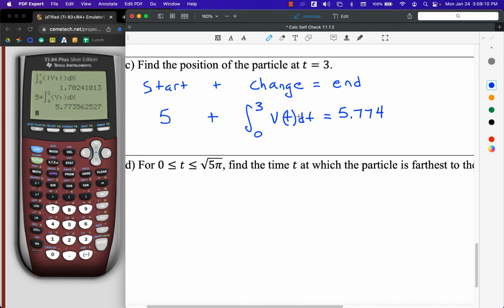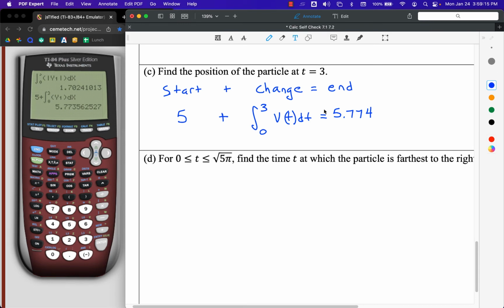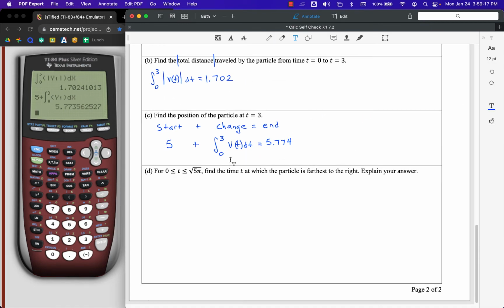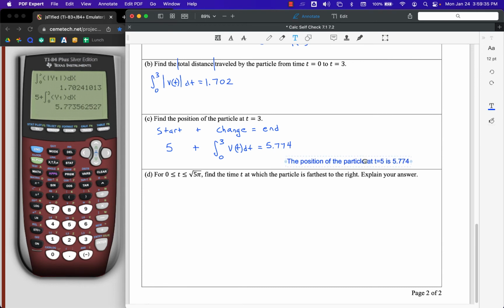And sometimes if there's a lot of work, I do like to write the conclusion. So I'm going to go ahead and do that right now, just to make sure that they know what they're looking for. The position of the particle at t is equal to 3 is 5.774. It seems silly to do, but man, I can't tell you how many times I've read a student paper and thought, where's their answer? I've written the answer twice, Mr. Sindel. Look, it's right there and right there. You can't go wrong.